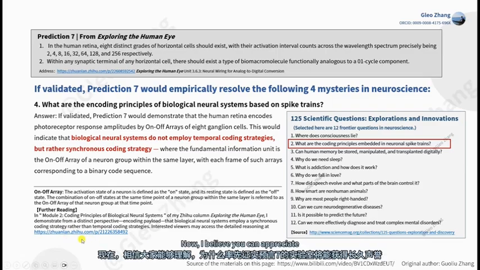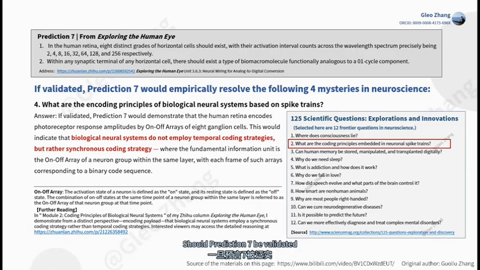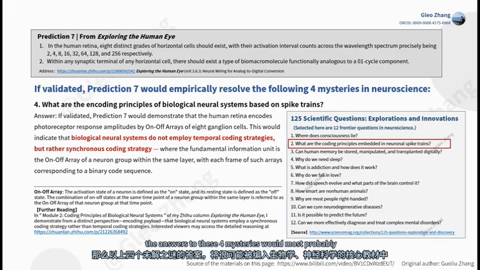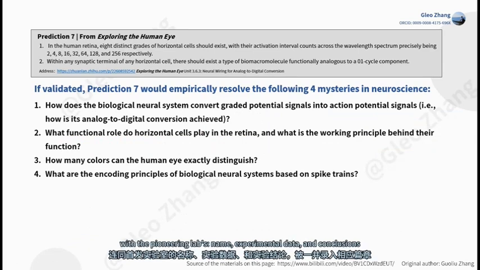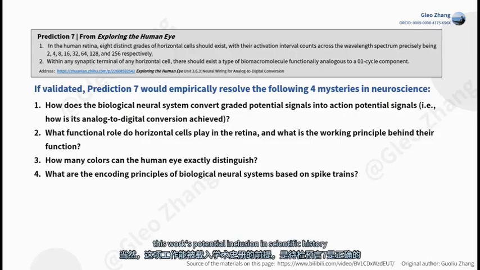Now, I believe you can appreciate why the lab that first confirms prediction 7 will achieve lasting renown. Should prediction 7 be validated, the answers to these 4 mysteries will most probably be incorporated into core textbooks of biology and neuroscience, with the pioneering lab's name, experimental data, and conclusions recorded in those very pages. Of course, this work's potential inclusion in scientific history hinges on prediction 7 being correct.